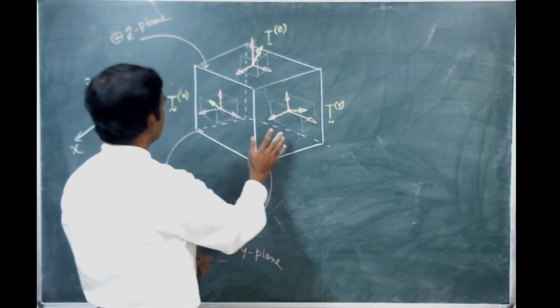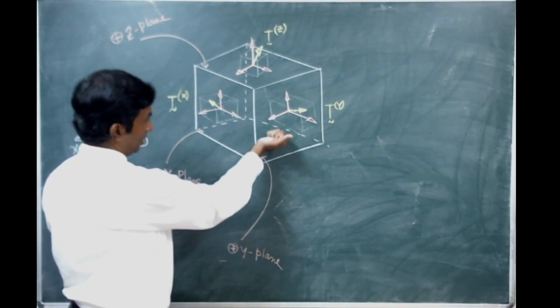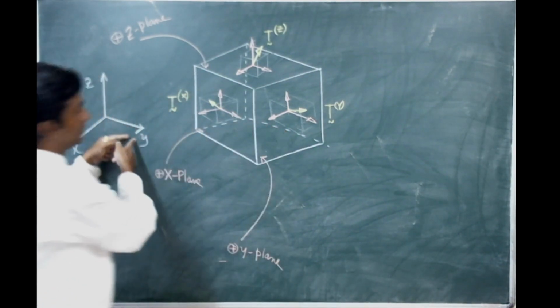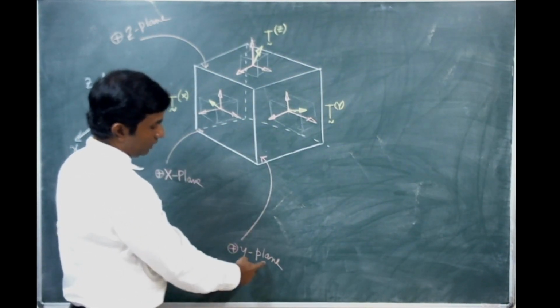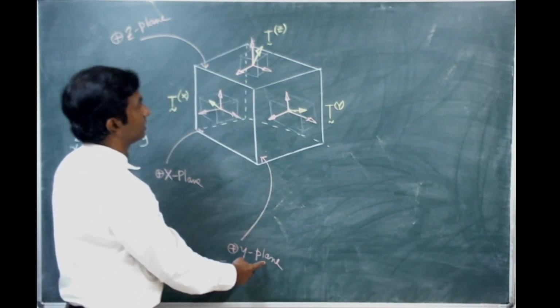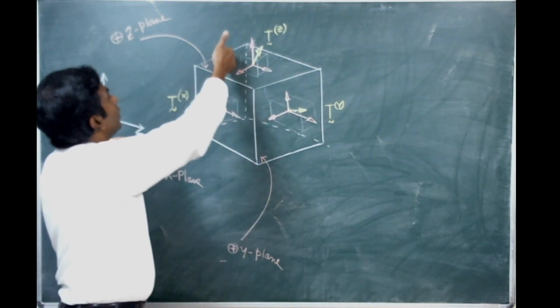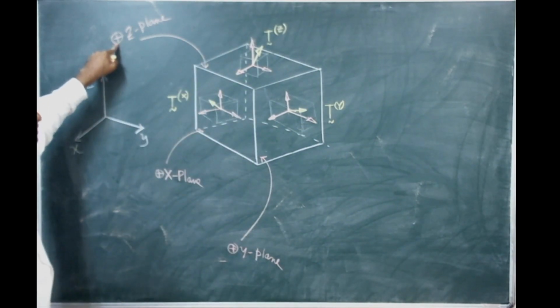Here it is the face on which the y-axis is the normal. So the outward unit normal drawn on this face coincides with the y-axis, same direction. That is why we say that it is a positive y plane. Here the same thing is valid. That means the outward unit normal is aligned with the positive z direction. That's why a positive z plane.